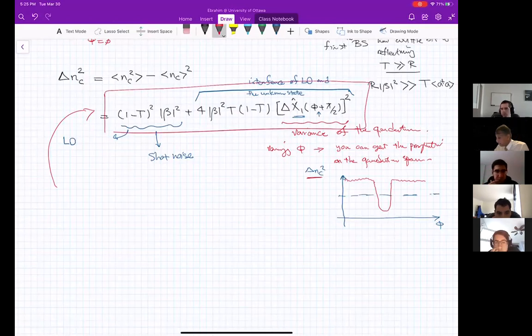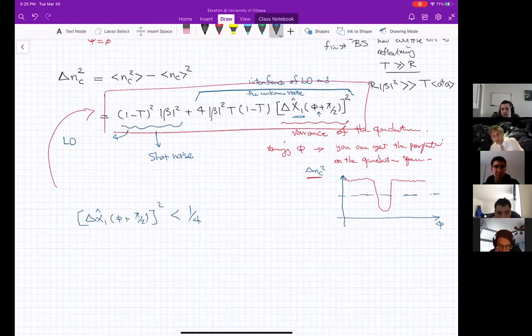By varying phi, in some places, when you have squeezing, delta x1 at phi plus pi divided by 2, to the power of 2, if it is squeezed, is below 1 divided by 4, right? For the rest of the cases, for example for a coherent state, it is 1 divided by 4. But for this case, you will get below 1 divided by 4.